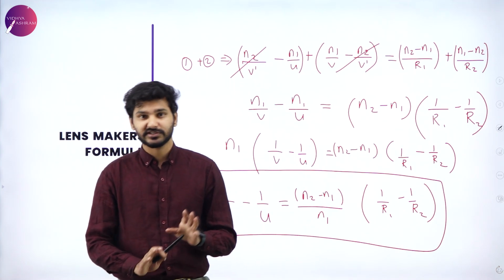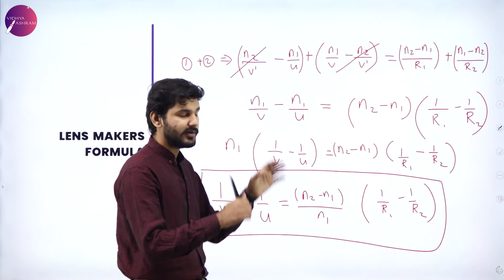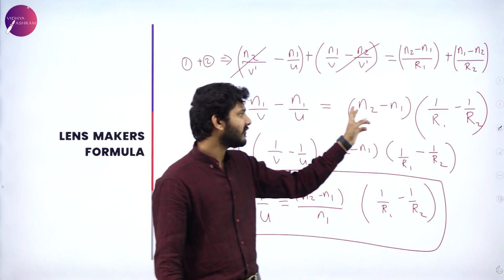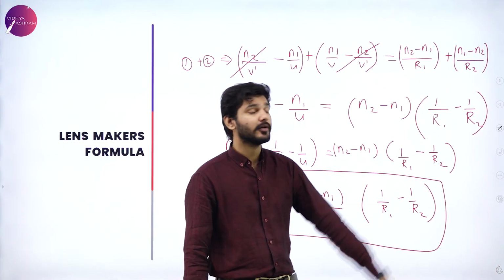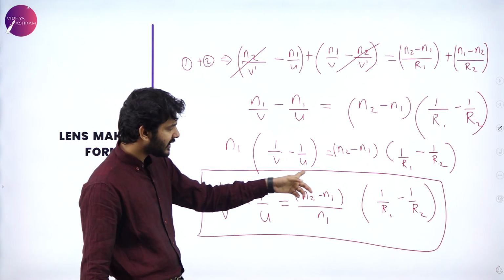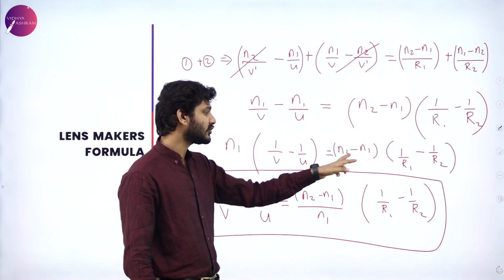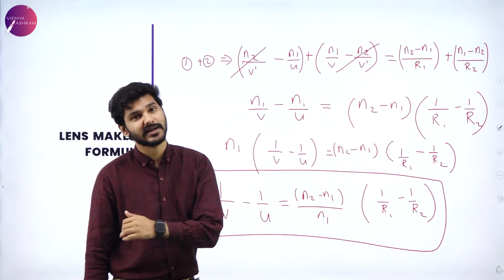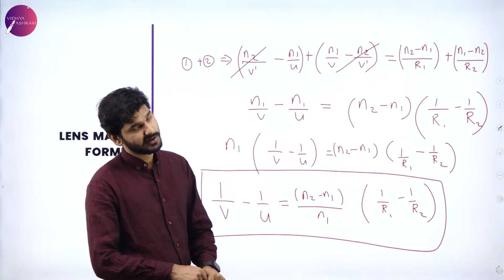So don't stress over it and worry, okay, suddenly it became a minus sign. Because when we re-multiply it, it should be a positive sign. That is why it happens. So 1 by V minus 1 by U is equal to (N2 minus N1) divided by N1 into (1 by R1 minus 1 by R2). That is the lens maker's formula.